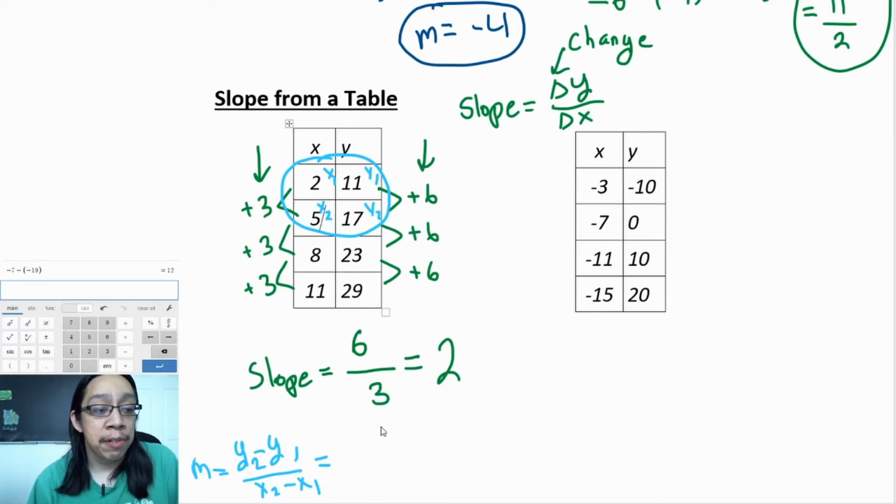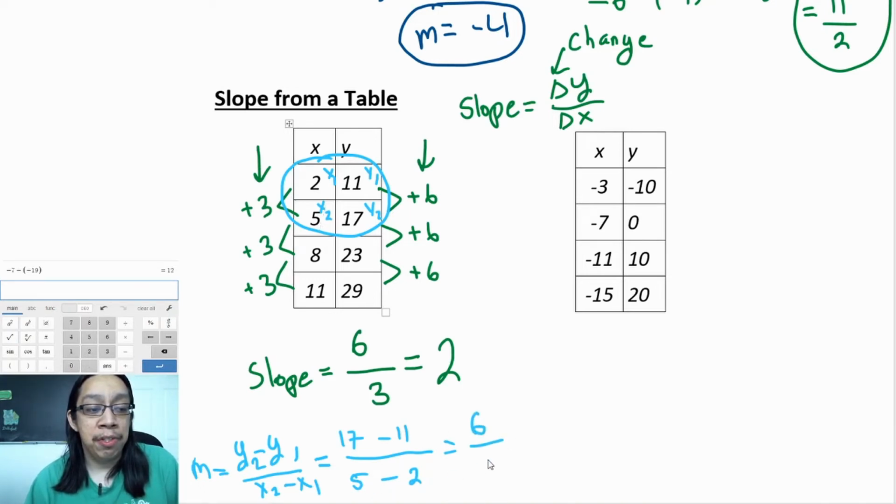My y2 here is 17 minus my y1 is 11, divided by, what's my x2? Well, my x2 is 5 minus my x1 is 2. And all we're going to do is simplify. So 17 minus 11, that's going to get you 6, divided by 5 minus 2 is 3. And hey, look, we get the exact same quantities. 6 divided by 3 is going to get you positive 2. So notice that whether we use the change in, basically the jumps, or whether we use the slope formula, we basically end up getting the same quantity.